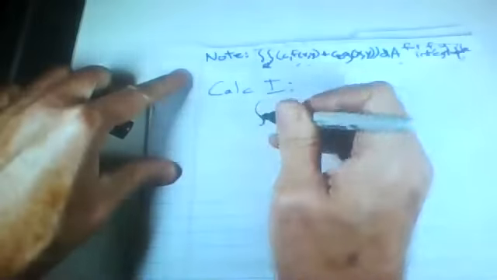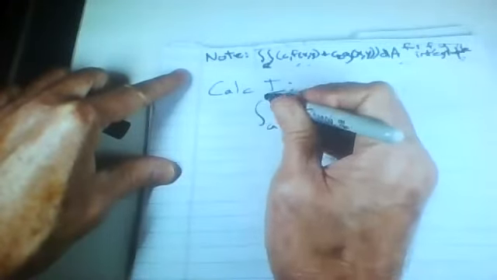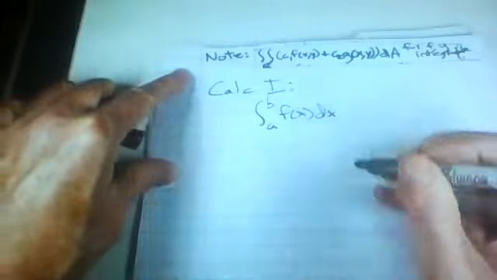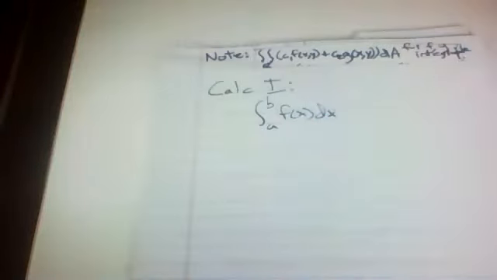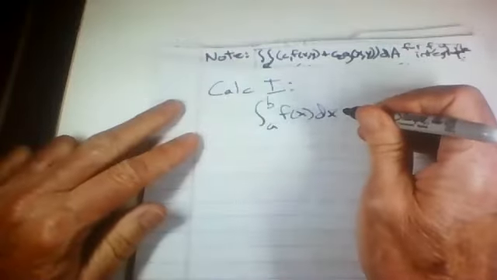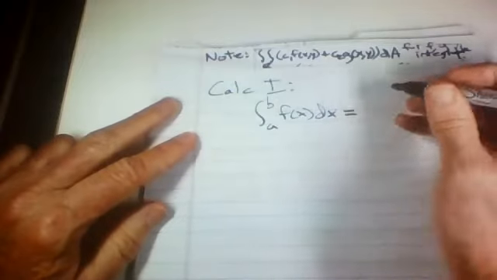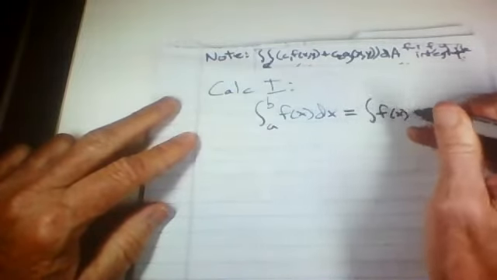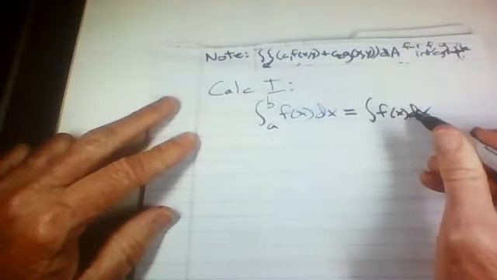In calculus 1, if we had the integral from a to b of f of x dx, and f had an antiderivative, which is true for all continuous functions, we could evaluate it by taking the antiderivative. This indefinite integral means an arbitrary antiderivative.